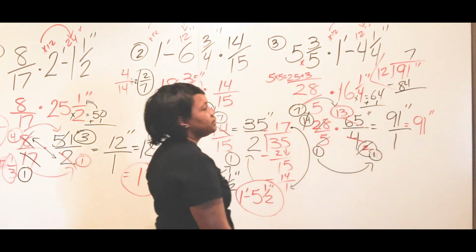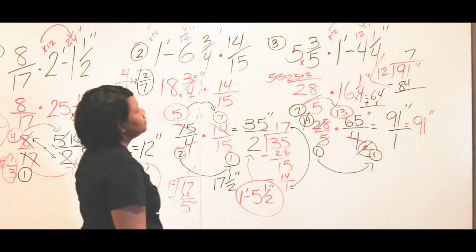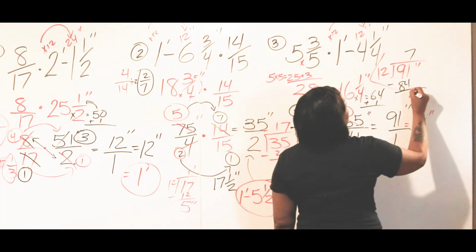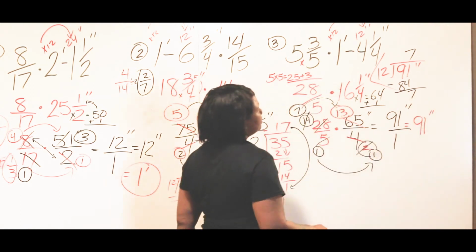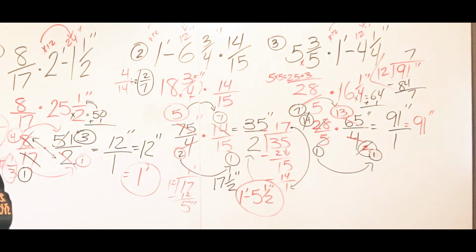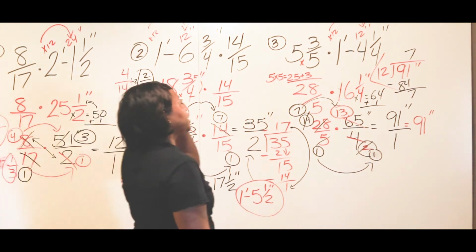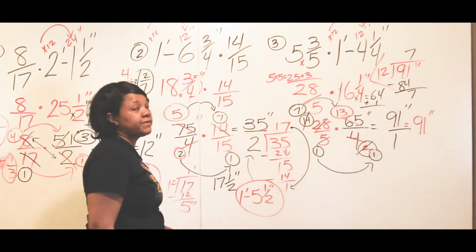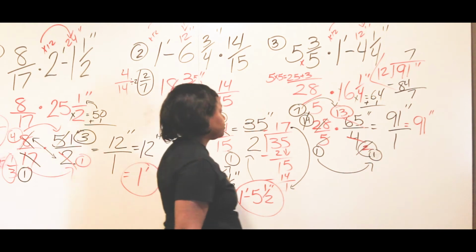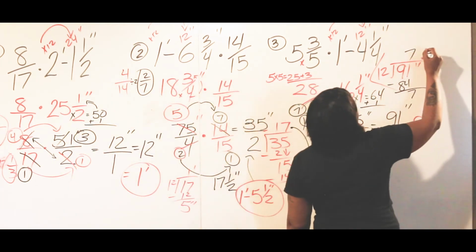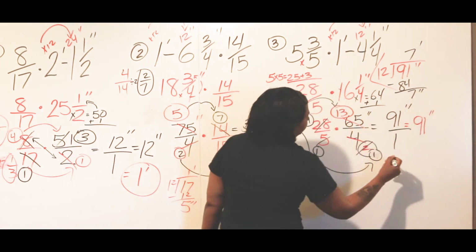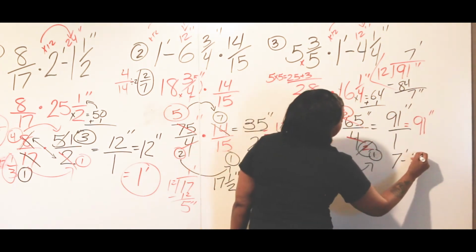So you said that 12 can go on a 91 7 times. 7 times 12, we have to subtract 84, which leaves us with 7. So now here's my feet. Here's my inches. So my final answer is 7 feet, 7 inches.